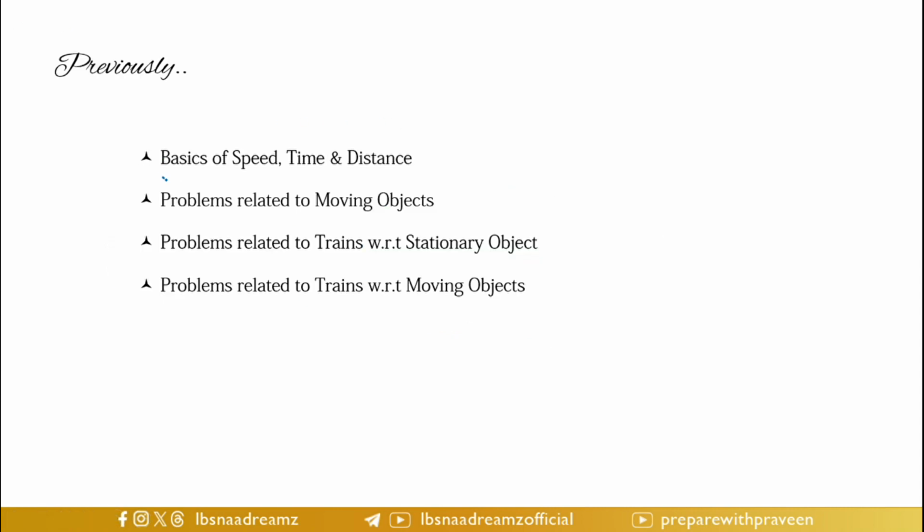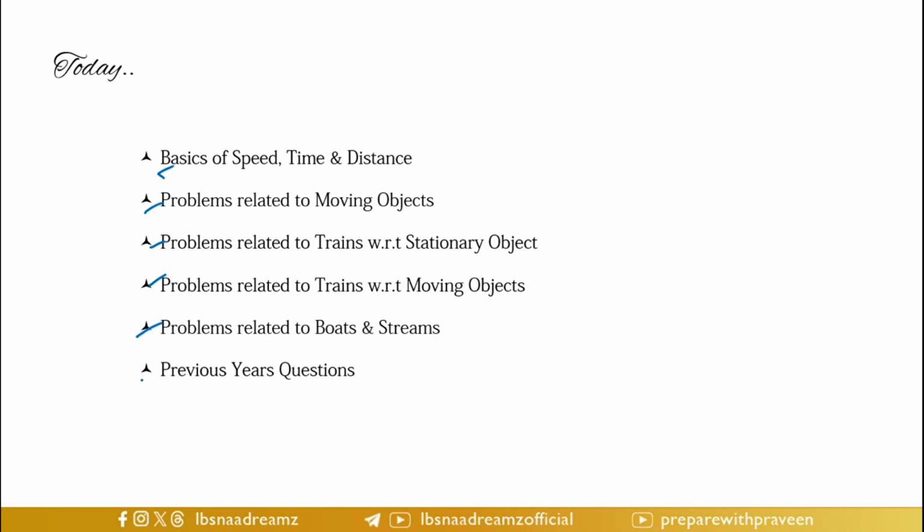Previously we have seen basics of speed, time and distance, problems related to moving objects, problems related to trains with respect to stationary objects, problems related to trains with respect to moving objects, and today we will see some problems related to boats and streams and solve some of the previous year questions.